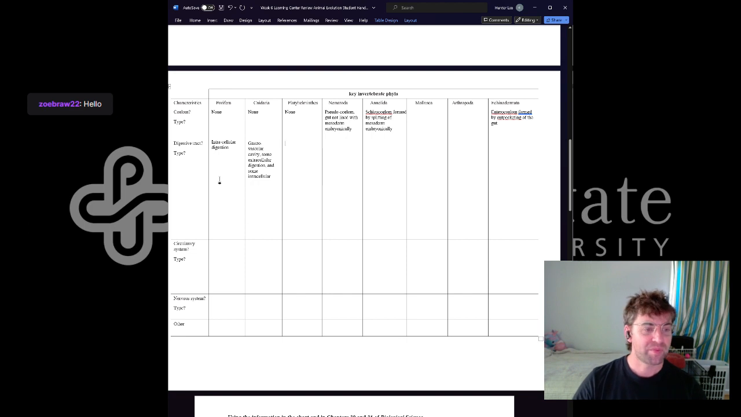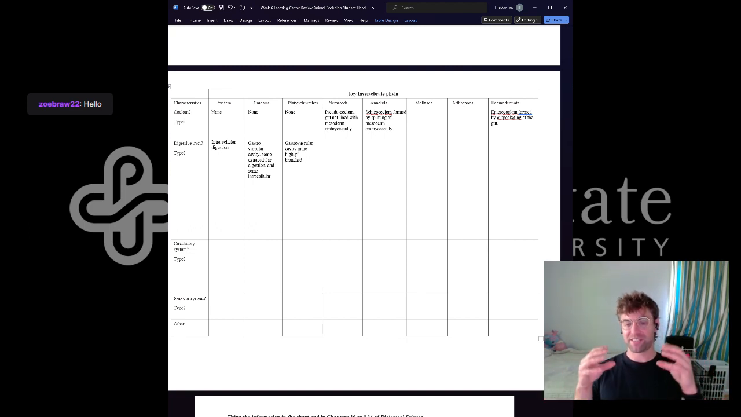Platyhelminthes, we have gastrovascular cavity, which is more highly branched, and the branching increases surface area, which increases contact with the foodstuff and with the circulatory system, so you're getting more efficient breakdown and digestion of nutrients.